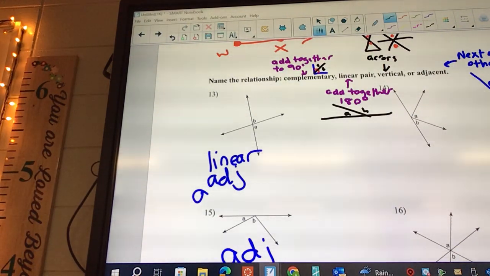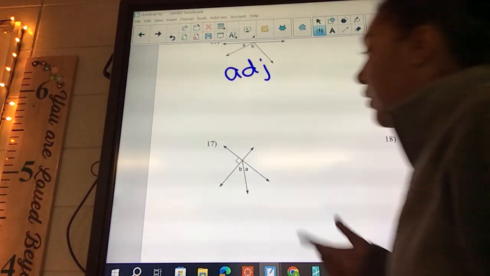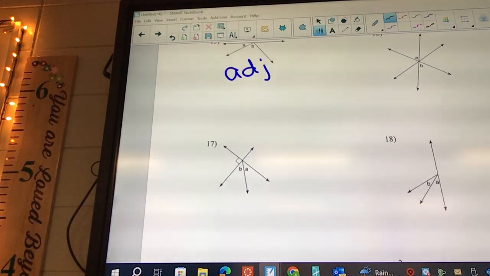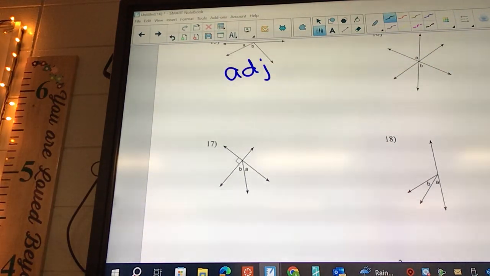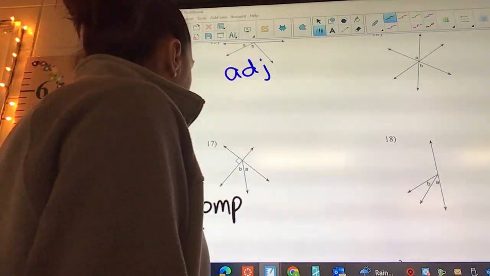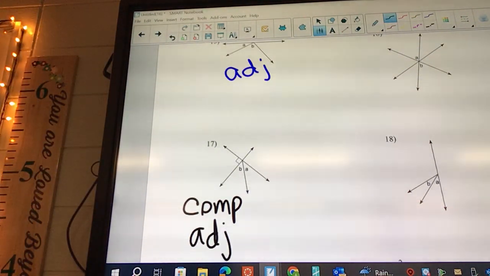Okay, what about 17? So they do look like they're going to add up to be 90 degrees. And are they across from each other? No, they're next to each other. Are they right next to each other? Yes. So these can be adjacent and complementary. For on the test, would we have to put both, or would we just have to put one? I haven't looked at the test.